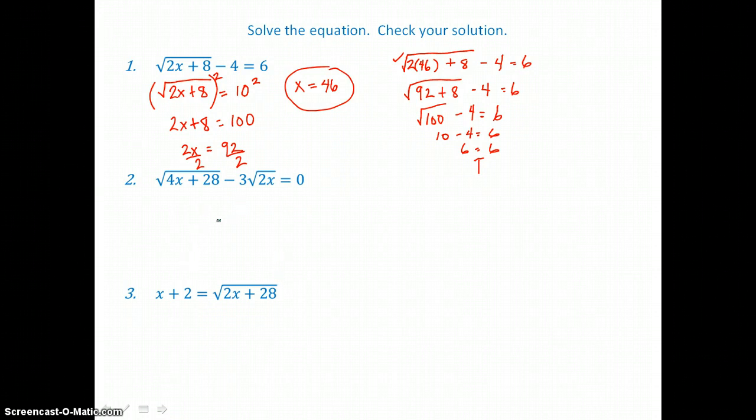Okay, in this next equation, there's 2 radicals, and they're not like radicals, so I can't combine them. What I need to do is separate them. So I'm going to start by adding that 3 square roots of 2x to both sides of this equation, so that I have positive 3 square roots of 2x on the right. And now I can square both sides of this equation to get rid of my radicals.